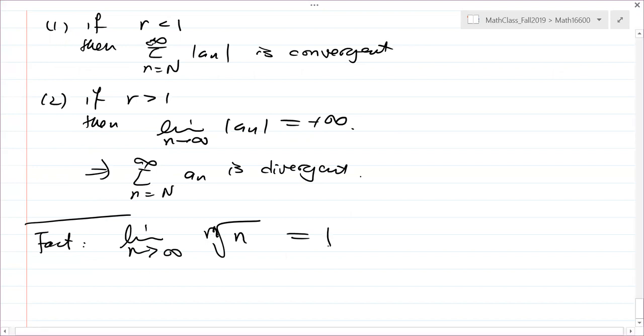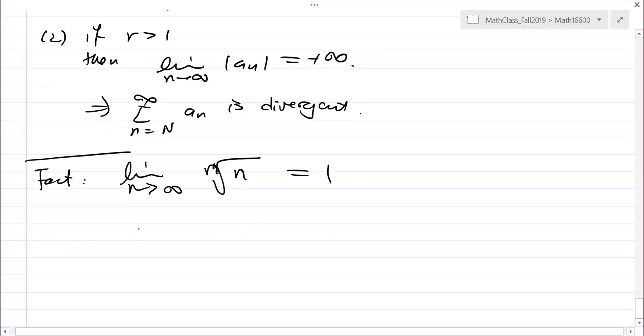Let's redo the problem. Think about that. Let me sketch the argument. The nth root of n is n to the 1 over n. It's going to be e to the natural log of n to the 1 over n. That's going to be e to the (natural log of n) over n.